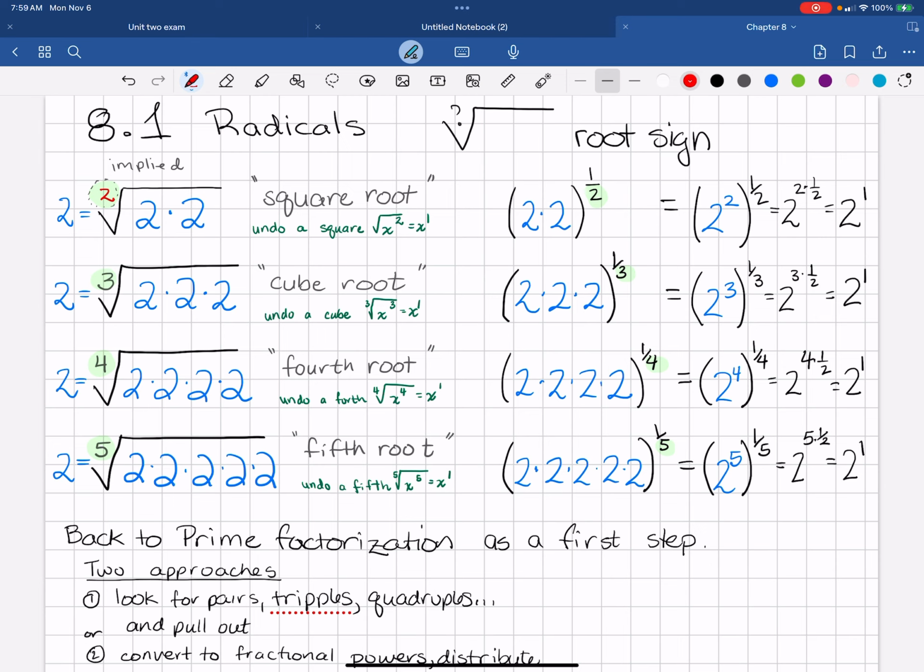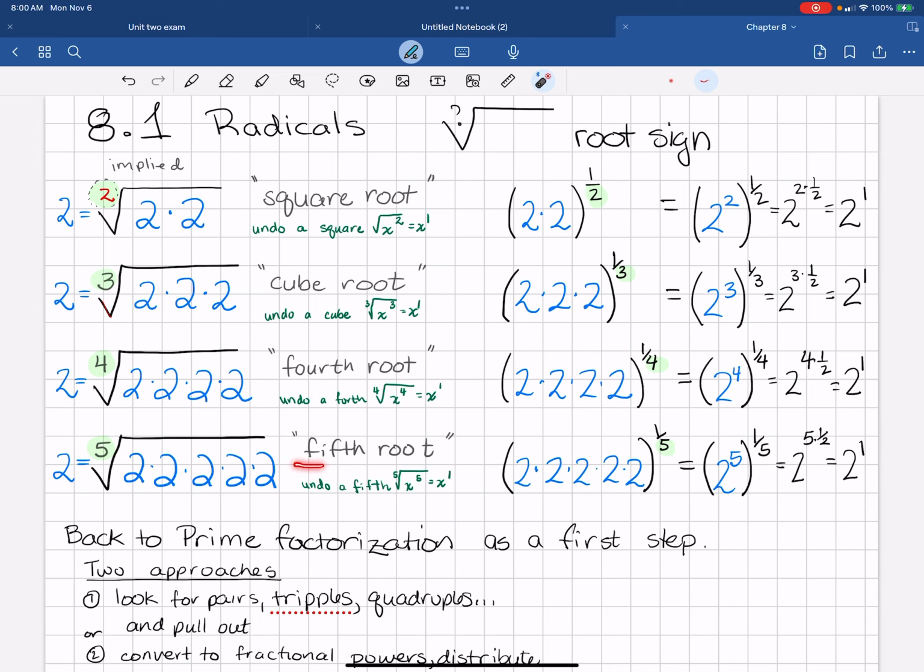We also have the radical with a 3 here, and that is called a cube root, or sometimes a third root. We have the radical with a 4, and that we call the 4th root. And if there's a 5 there, we call it a 5th root. If there was a 6, it would be the 6th root.